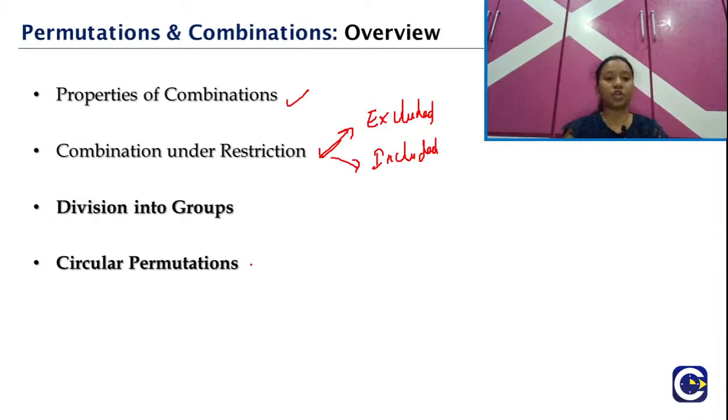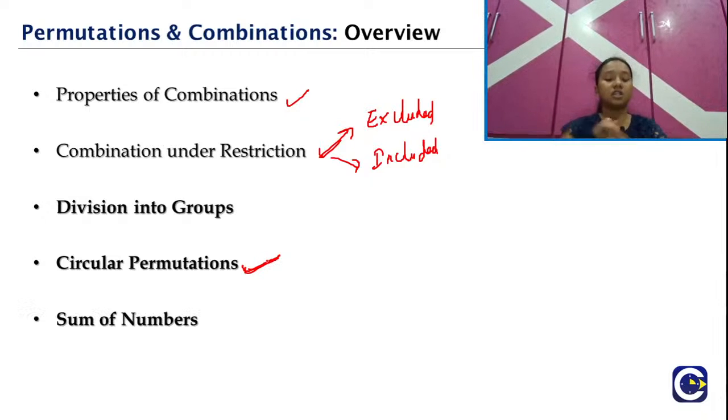In general permutation, the formula we apply is that for n objects, if we take all at a time, the number of permutations will be n factorial. For the same thing, if the permutation is circular, what will be the difference? What will be the corresponding formula there? We are going to discuss circular permutations in detail.